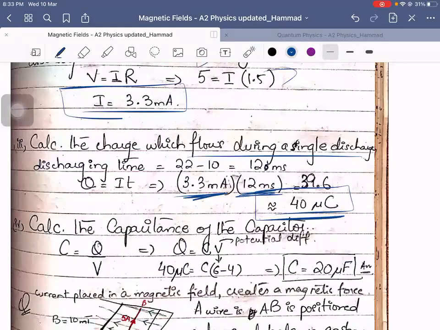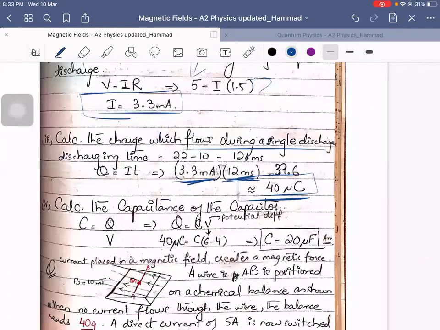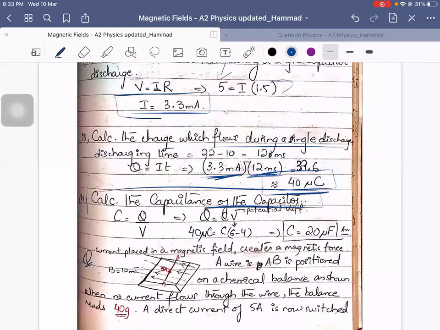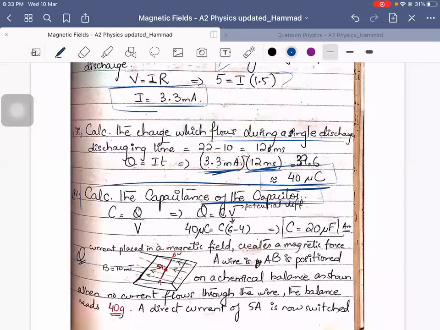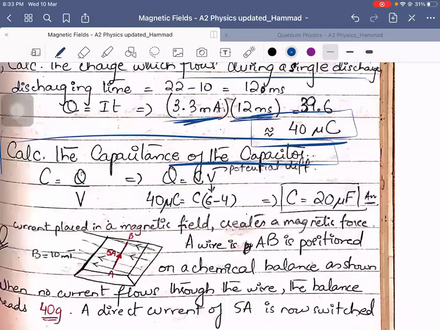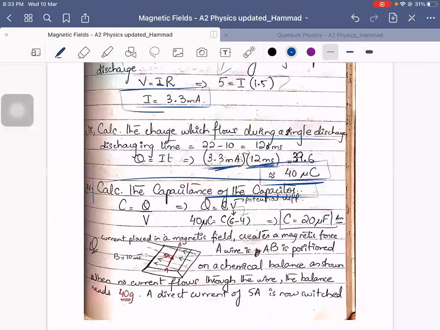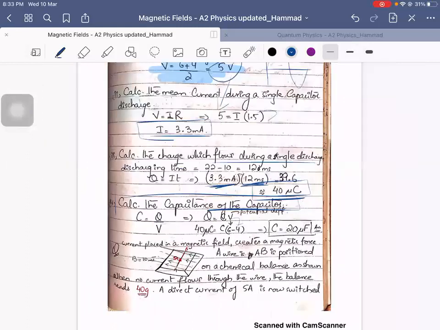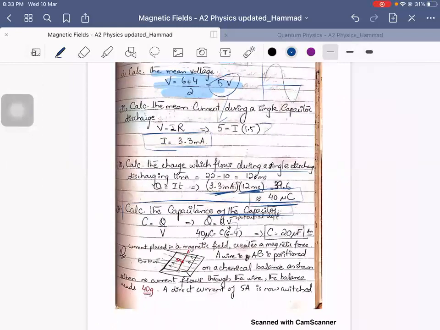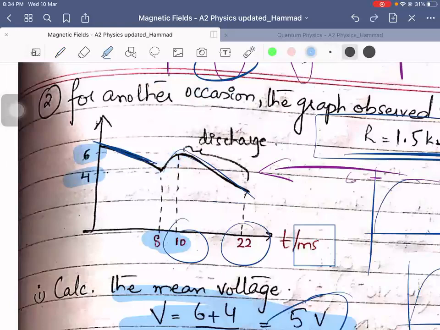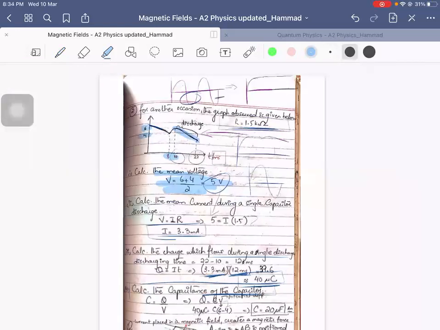They are further asking you to calculate the capacitance of the capacitor. Q is equals to CV, and the voltage value where the capacitor is discharging comes out to be, see, the discharge. Capacitor is used for the discharge purpose, right? And discharge is during this cycle, 6 and 4. And that is why I've subtracted the two values.